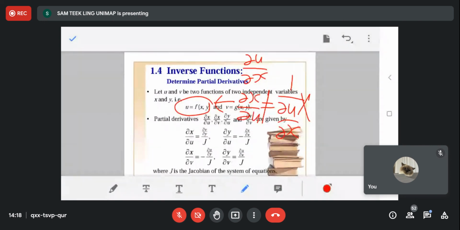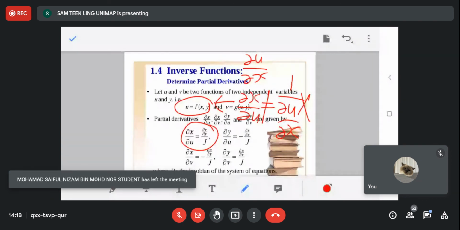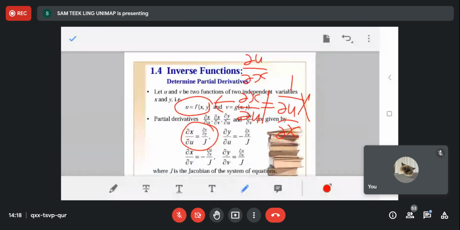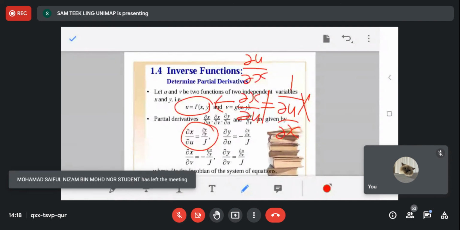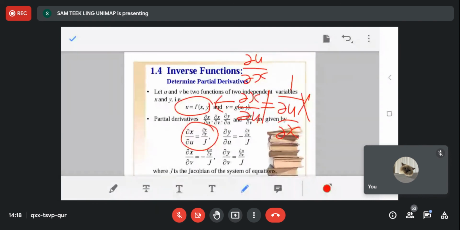So if you want to find del x, del u, you need to apply this formula. You need to apply the formula for the inverse function. So if the question wants you to find the inverse function, please, you need to use the formula. It's not 1 divided by. It's your inverse function, no.